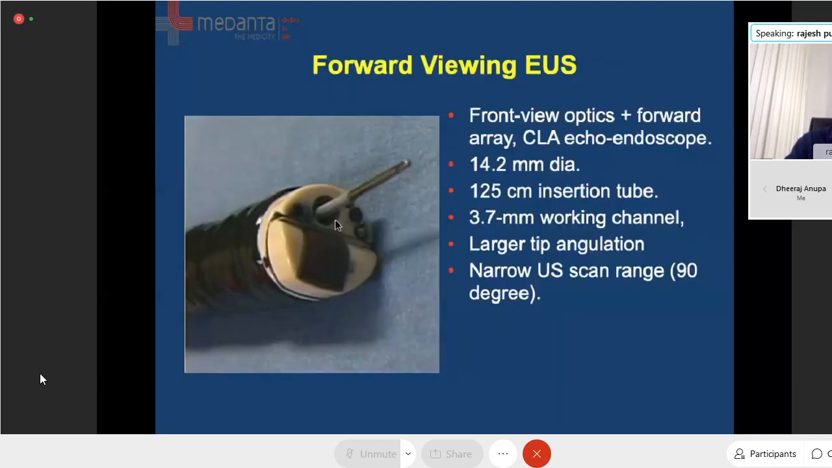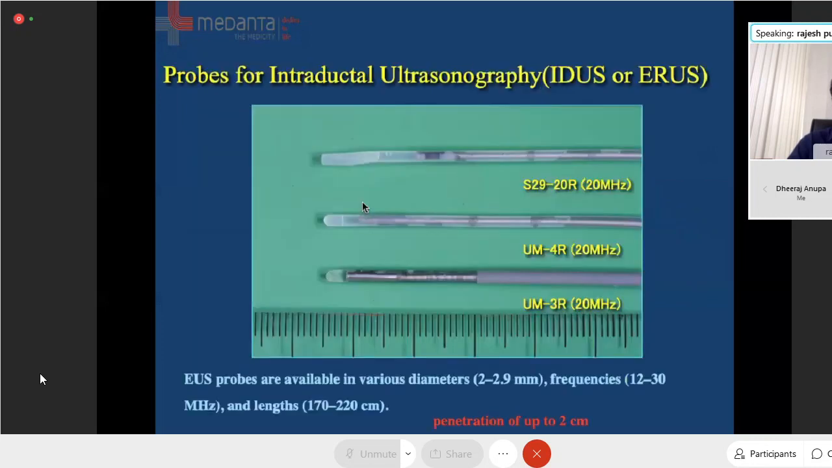Recently, we have got a forward viewing scope which has a bigger channel, but there is a lack of the elevator facility which is present in the linear endoscopic ultrasound. But radial is useful, and the forward viewing endoscopic ultrasound is useful in certain conditions. So as a student, you should know we have got radial, linear, and forward viewing, and we have mini probes also.